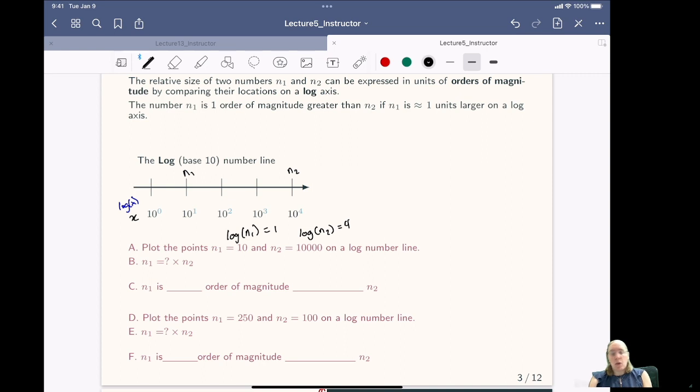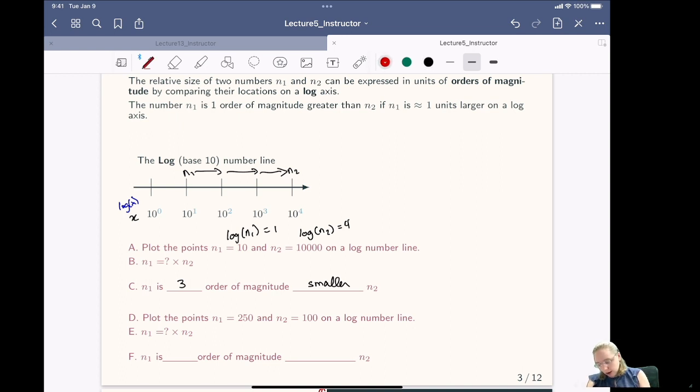All right. What's the distance between this? It's 1, 2, 3. So n1 is 3 orders of magnitude smaller than n2. What about this next example?